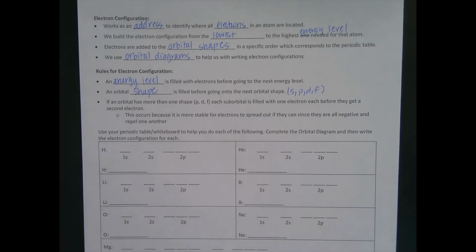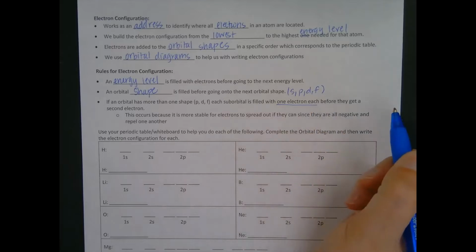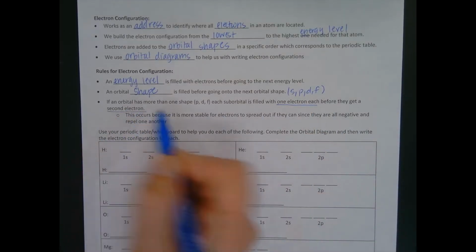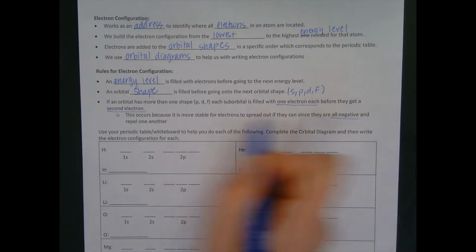Next part, if an orbital has more than one shape, meaning more than one suborbital, each suborbital is filled with 1 electron each before they get to a second electron, okay? This occurs because it is more stable for the electrons to spread out since they are all negative and they want to repel each other.